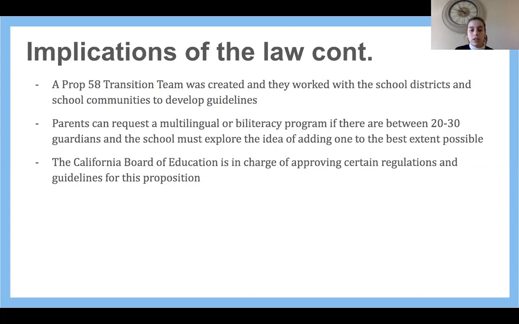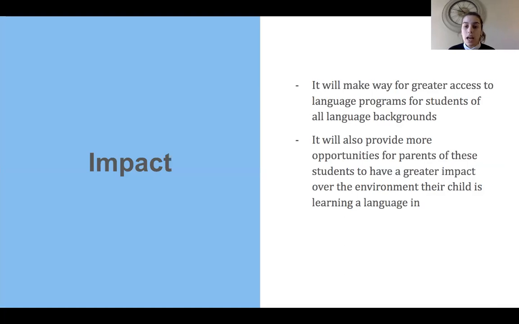Lastly, the California Board of Education is in charge of approving certain regulations and guidelines for this proposition. So this is another step, that the Board of Education has to approve these guidelines if they are implemented at the school. So the impact: it will make way for greater access to language programs for students of all language backgrounds. So it's important as teachers that we're aware that students may come from different language or cultural backgrounds. And so we want to make sure they have access to any programs that are out there. So basically this proposition allows for greater access to that.